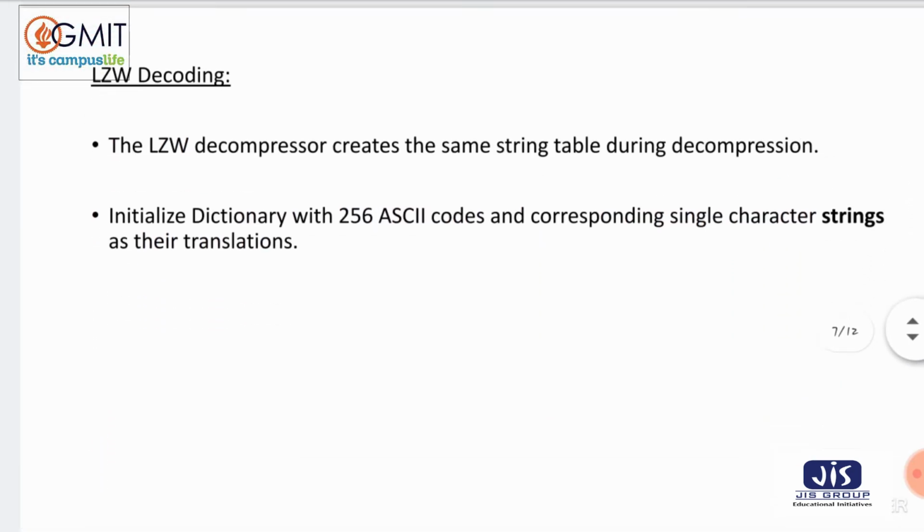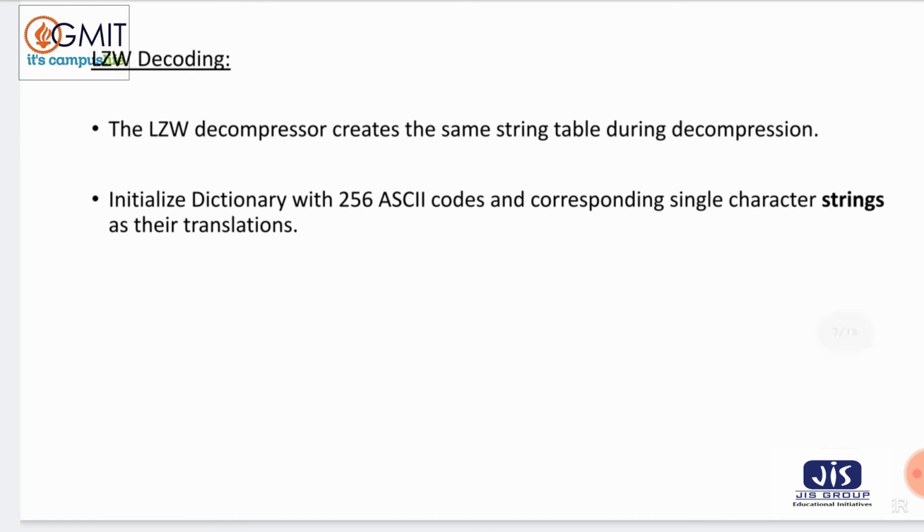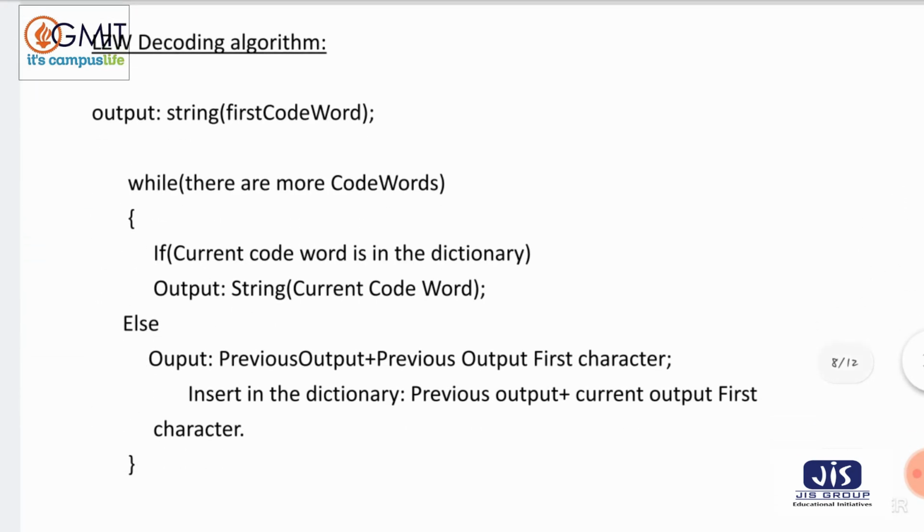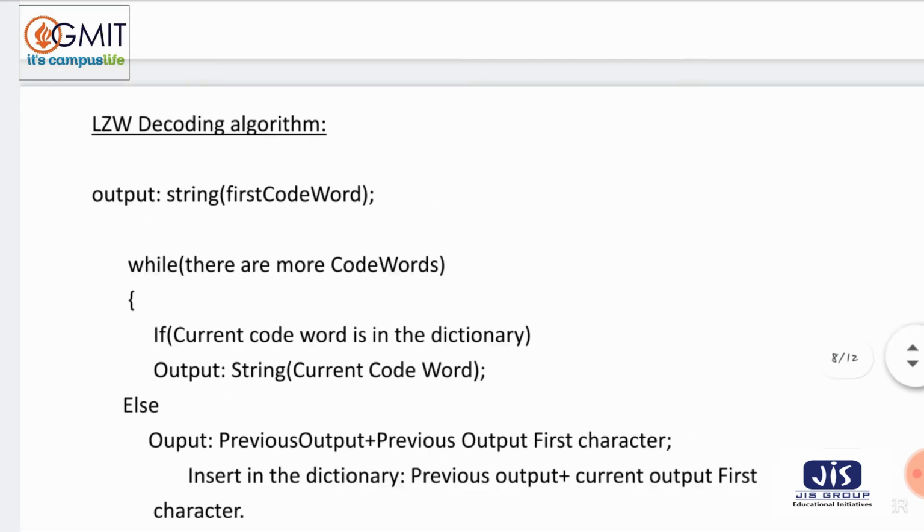Before going to the example, this is LZW decoding also, just the opposite of LZW encoding. There is also an algorithm, same as encoding, just opposite to encoding. To get the output here, we have to add the first character to the previous output. This is the main difference, otherwise more or less the same.